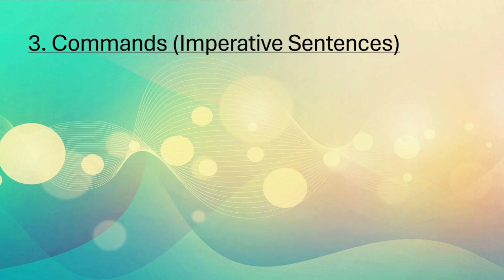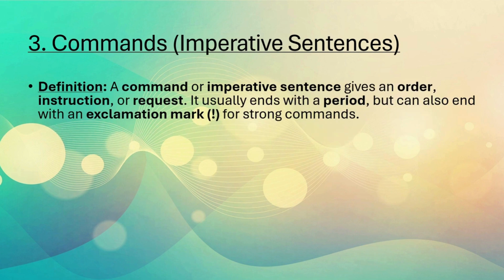Now let us talk about the commands or imperative sentences. So a command or imperative sentence gives an order, instruction, or request. It usually ends with a period, that is a full stop, but can also end with an exclamation mark for strong commands. Okay, so when someone is being told to do something, whether politely or firmly, it is an imperative sentence. Okay, let us go through some examples.